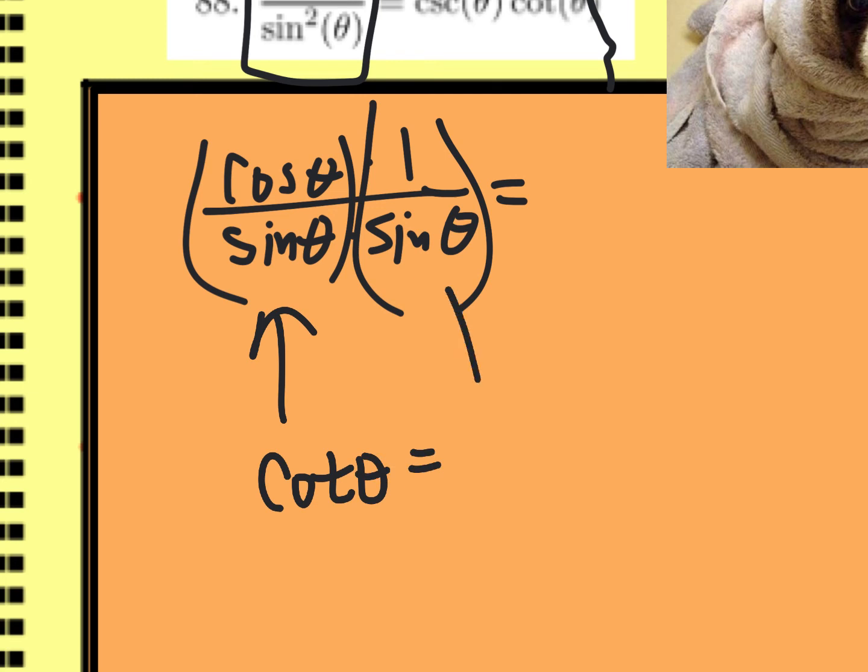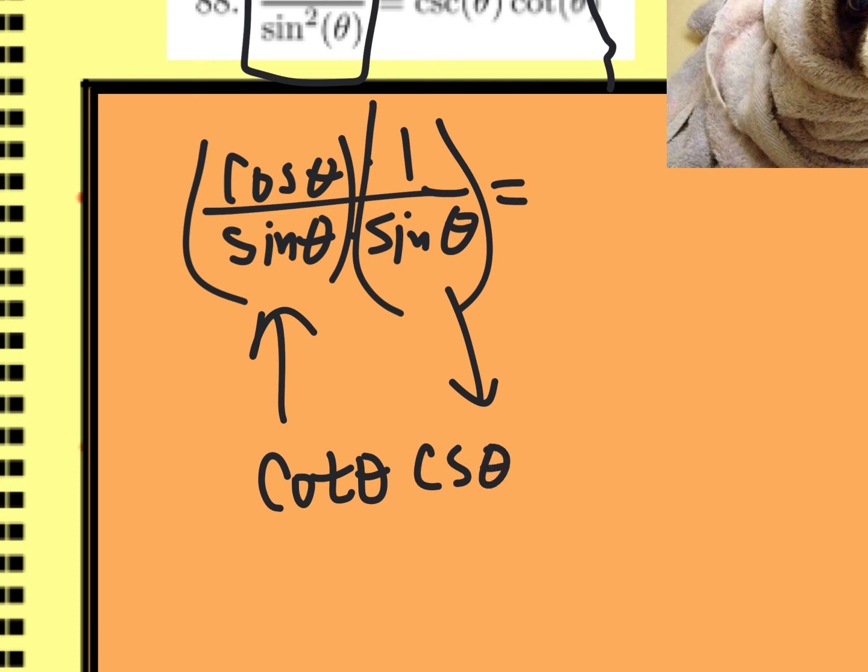And then what is 1 over sine? Is that on your list of things you should know? Yes, it is. That's one of those flipping sisters. It's the sister function. And what is the sister function for sine? Cosecant. So now I've replaced this with cotangent and this with cosecant.